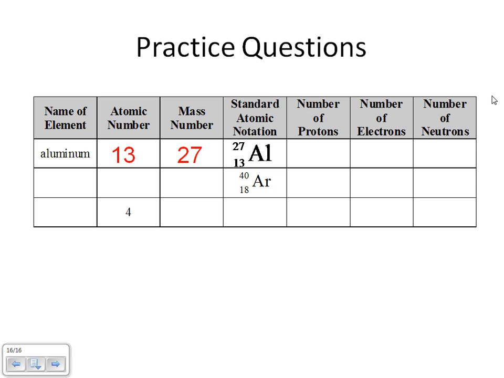I know that the atomic number also equals the number of protons, so I have 13 protons. And because my number of protons has to equal my number of electrons, I also have 13 electrons. Now to find the neutrons, I've got to subtract 27 minus 13, and I get 14. So see if you can figure out the other two based on the information that I've given you. We'll take those answers up in class, and we'll do a whole bunch more.